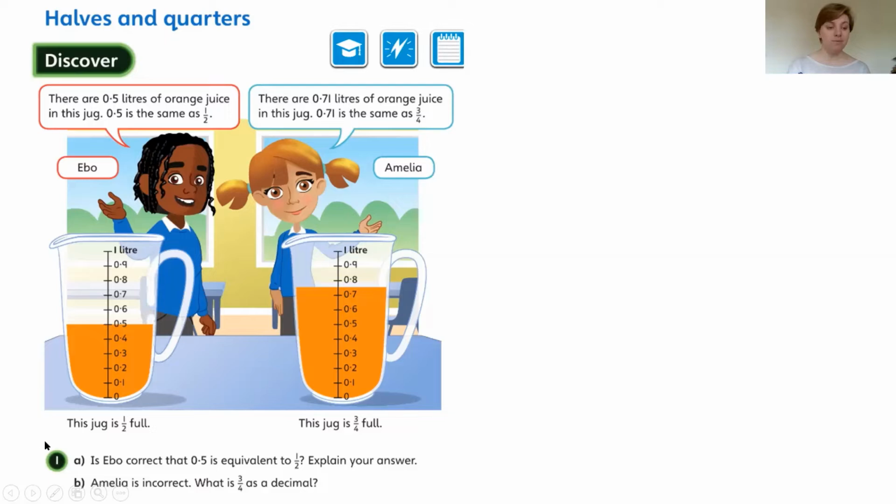Your questions are, number one, A, is Ebo correct that 0.5 is equivalent, so equal to a half? Explain your answer. B, Amelia is incorrect. What is 3/4 as a decimal?